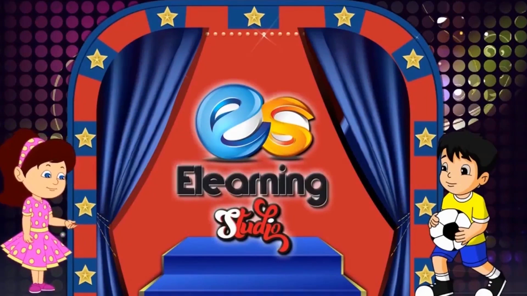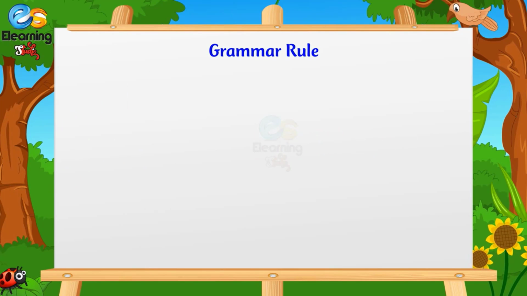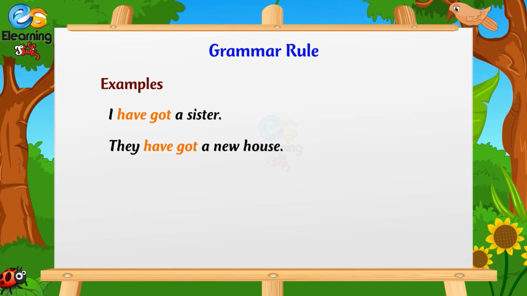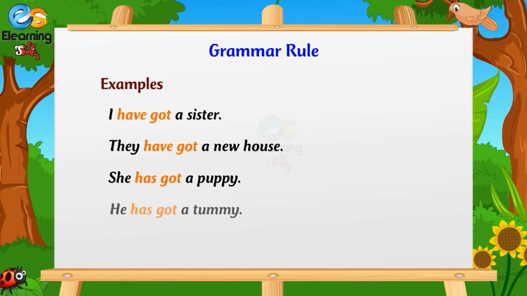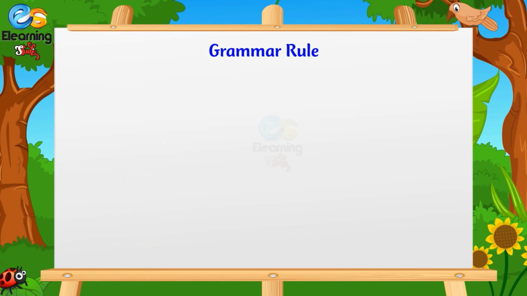E-Learning Studio. Have got. Grammar rule. Examples. I have got a sister. They have got a new house. She has got a puppy. He has got a tummy. I have got first position in my class.